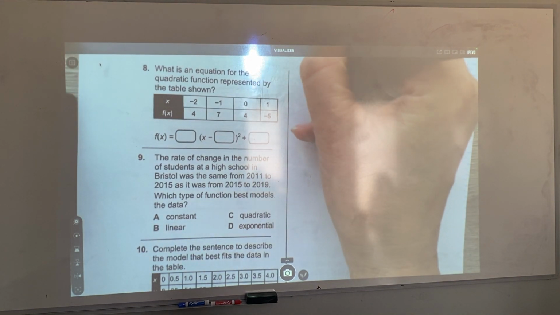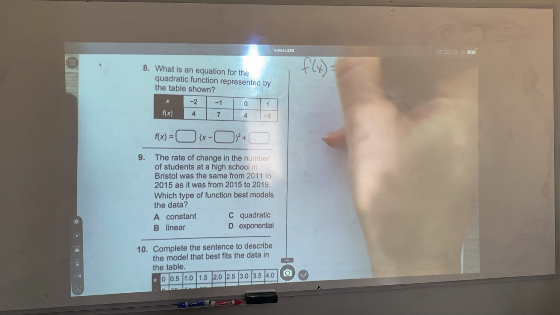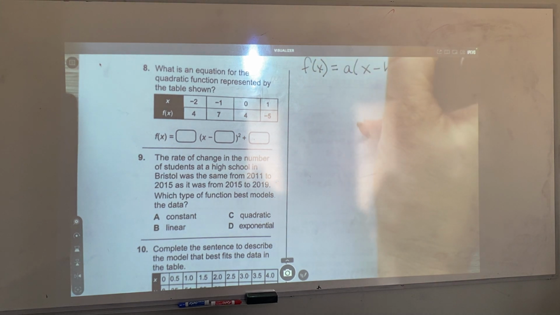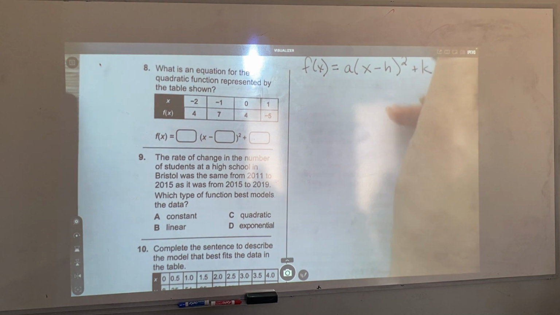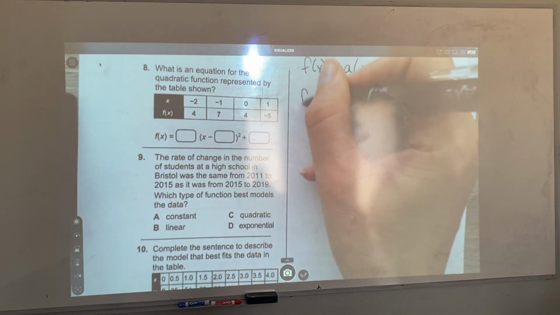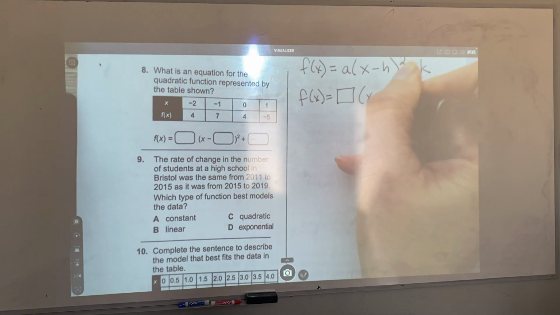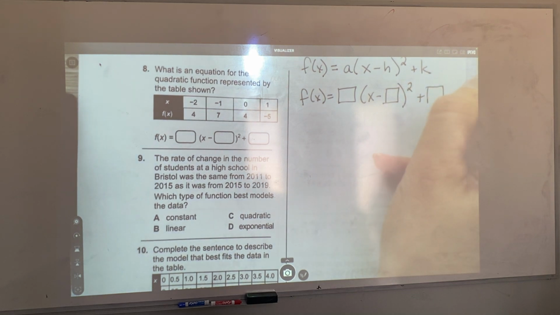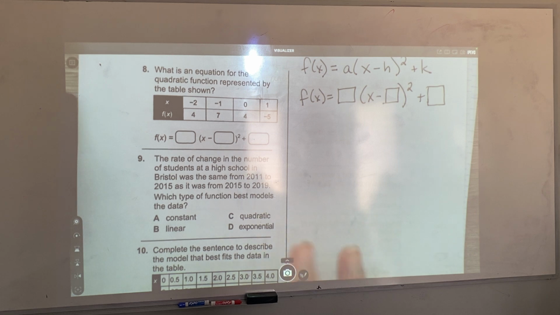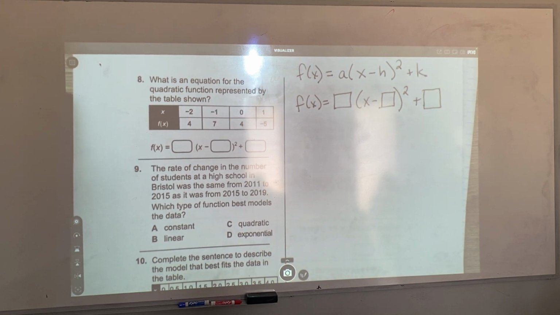So this is vertex form. It's going to be a times x minus h squared plus k. So we're missing the a, the h, and the k. 3 things to fill in. Well, if it's vertex form, I know that 2 of those missing numbers can be filled in if I find the vertex.